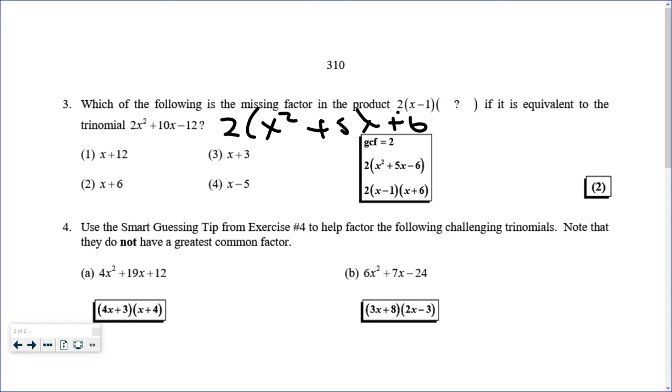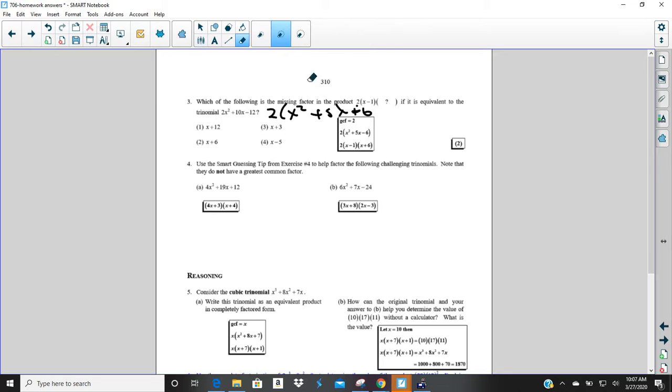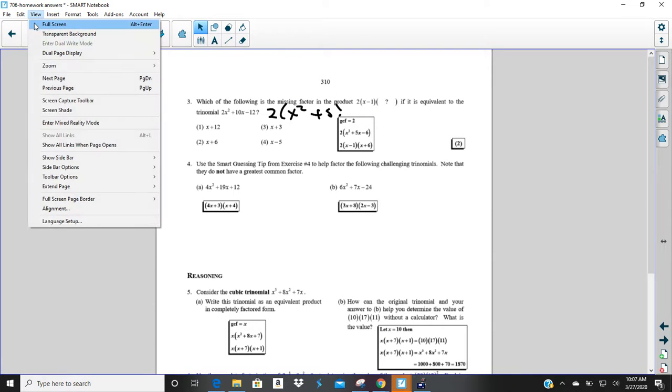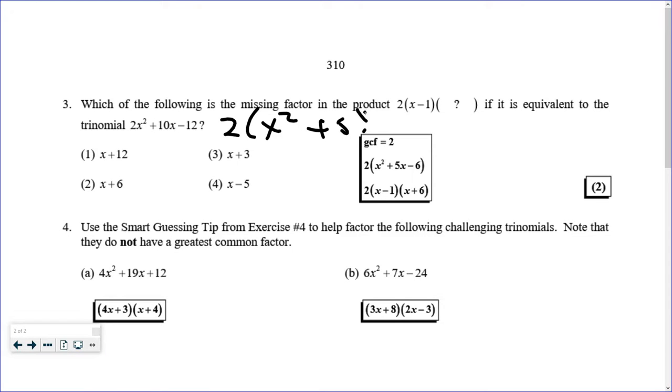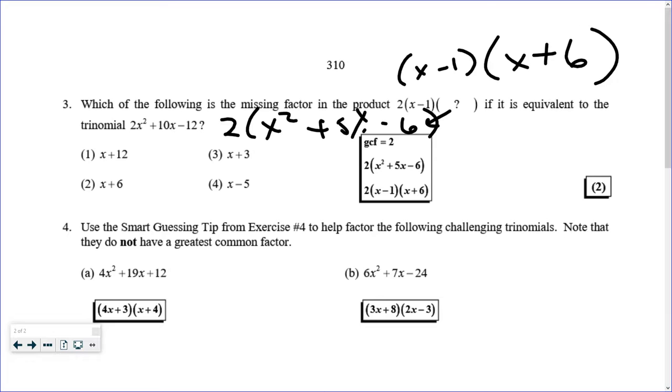Minus 6. So now I'm going to think to myself, okay, if this part is x minus 1, in order to get to -6, I have to have x plus 6. And then I would FOIL it to make sure that it was looking good, and it is. So the correct answer is number 2.